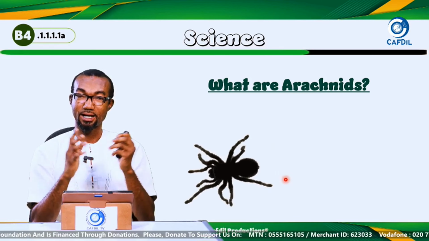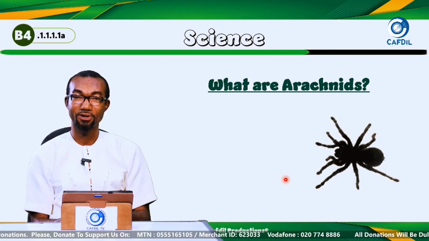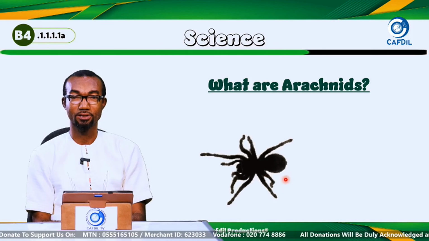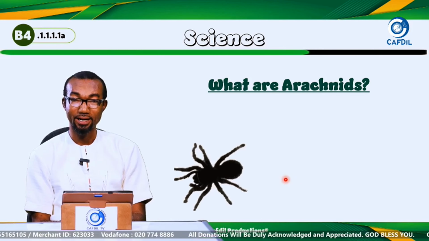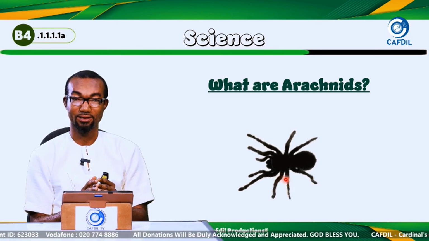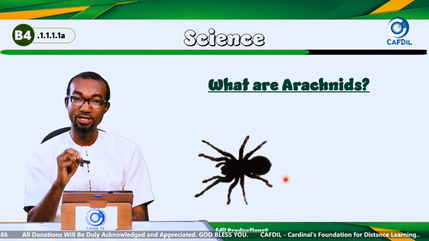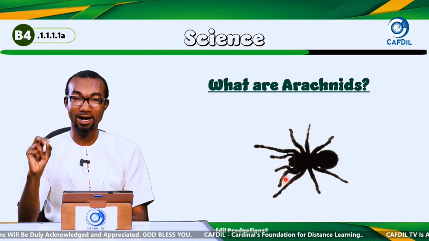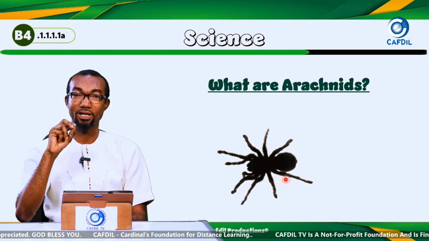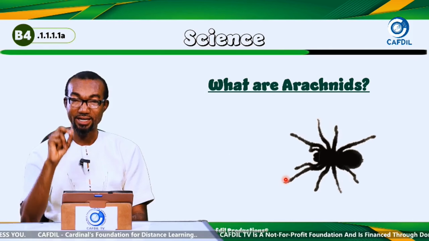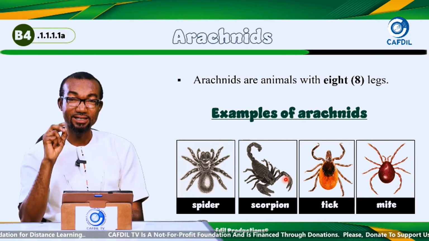Now, we have gone through some features of insects. Sometimes if I go somewhere, people ask me, Uncle Ernest, is the spider too an insect? The spider is not an insect. We have groups of animals, and we group these animals based on the number of legs they have. We said that insects have 6 legs. But when we talk about arachnids, they have 8 legs. So arachnids are animals with 8 legs.